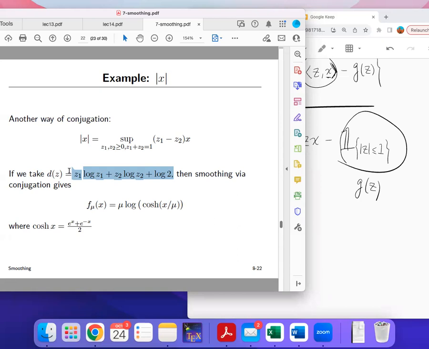Again, everything is scalar, z1, z2. Yeah, it's not that easy to solve this problem, but in the end, we can get an analytical form. So it turns out that by adding this d(z) to this supremum form and solving that problem, we get a smooth approximation. The smooth function takes this form: f_mu(x) equals mu times log cosh(x over mu).